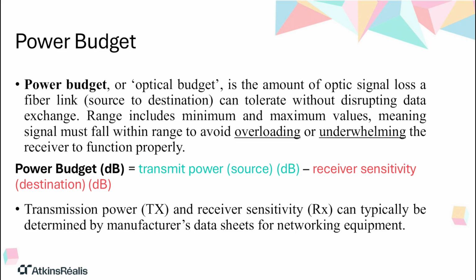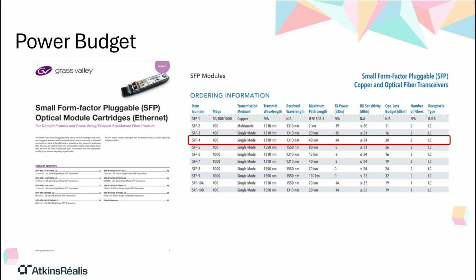It's the difference between how strongly the transmitter sends the light signal and how weak a signal the receiver can still understand. Where do you get those numbers? Straight from the manufacturer's datasheet for the specific equipment, like the SFP transceiver module you're using. It will list the minimum transmit power and the receiver's sensitivity. Subtract sensitivity from transmit power, and that's your budget.